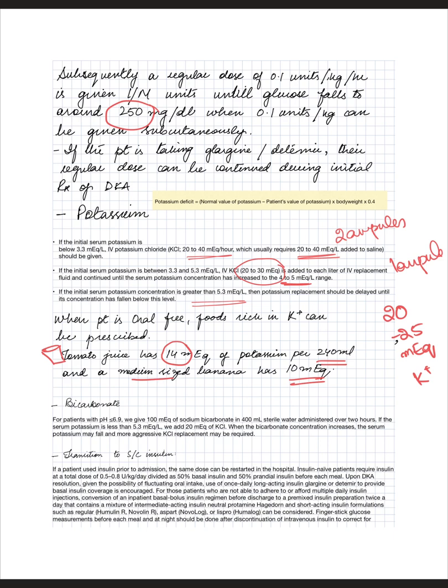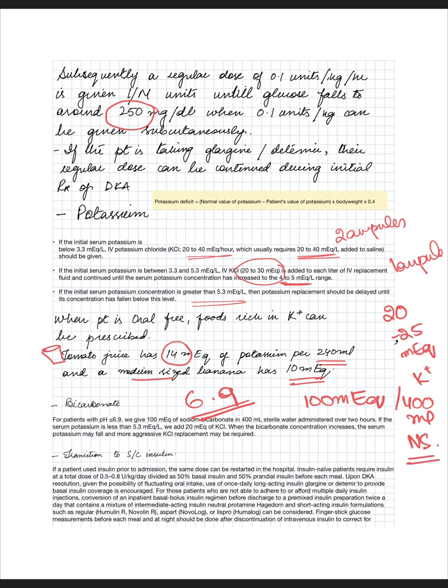We do not replace bicarbonate until pH has dropped below 6.9, and in that case we can add 100 milliequivalents of bicarbonate in 400 ml of normal saline and give that to the patient.